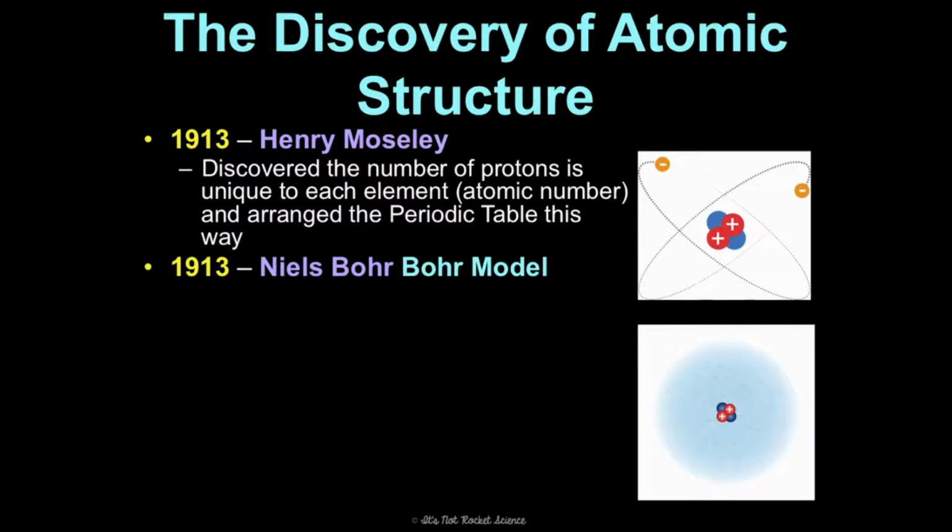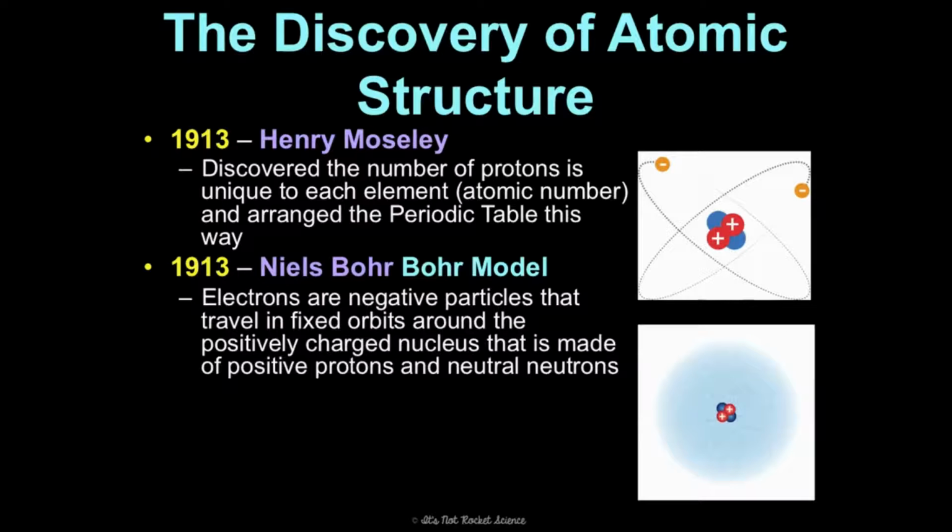Also in 1913 was Niels Bohr, and he came up with the Bohr model. What this says is that electrons are negative particles that travel in fixed orbits, think of the planets, around the positively charged nucleus. And the nucleus is made of positive protons and neutral neutrons.